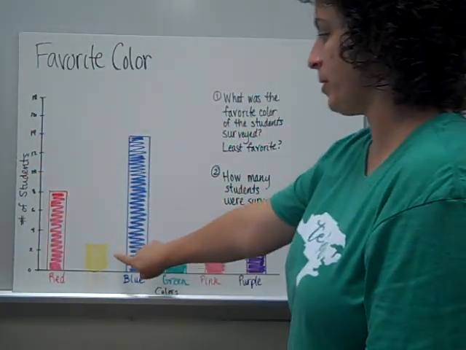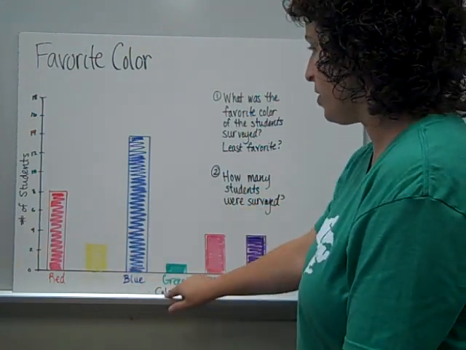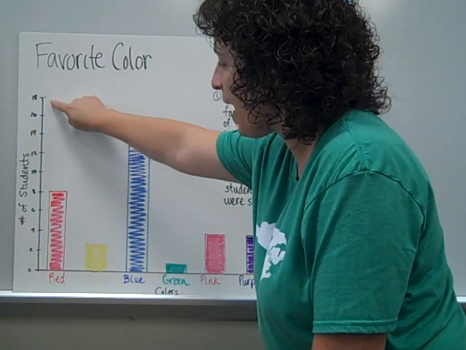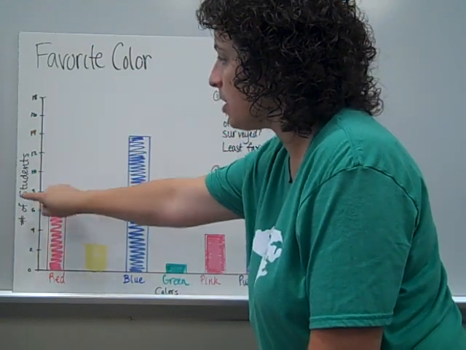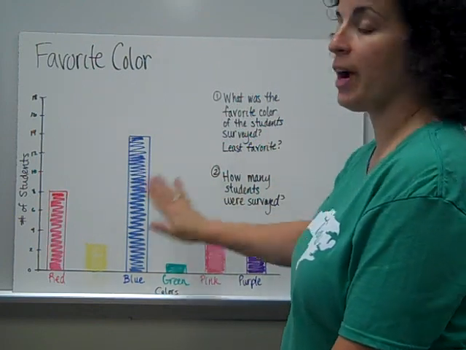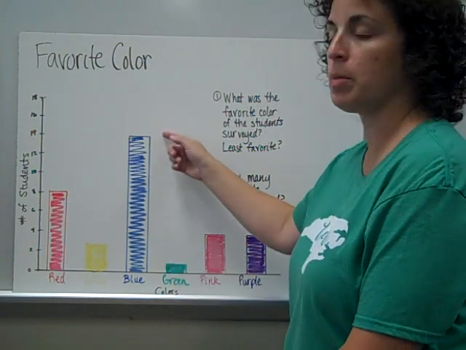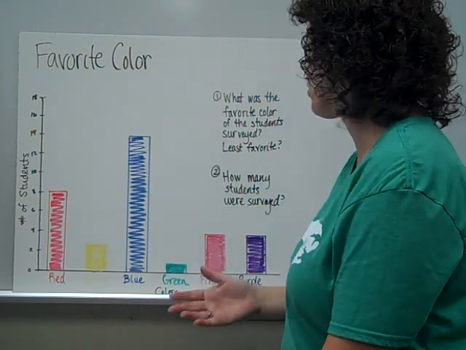Favorite colors. I hope you can see my yellow here. I don't know how well that's going to show up. But you see that these are the colors, and over here on my y-axis this time is telling me the number of students that liked this color the best. So bar graphs, you remember, are good for comparing quickly. It says what was the favorite color. That's my tallest bar. Definitely blue was the favorite color.